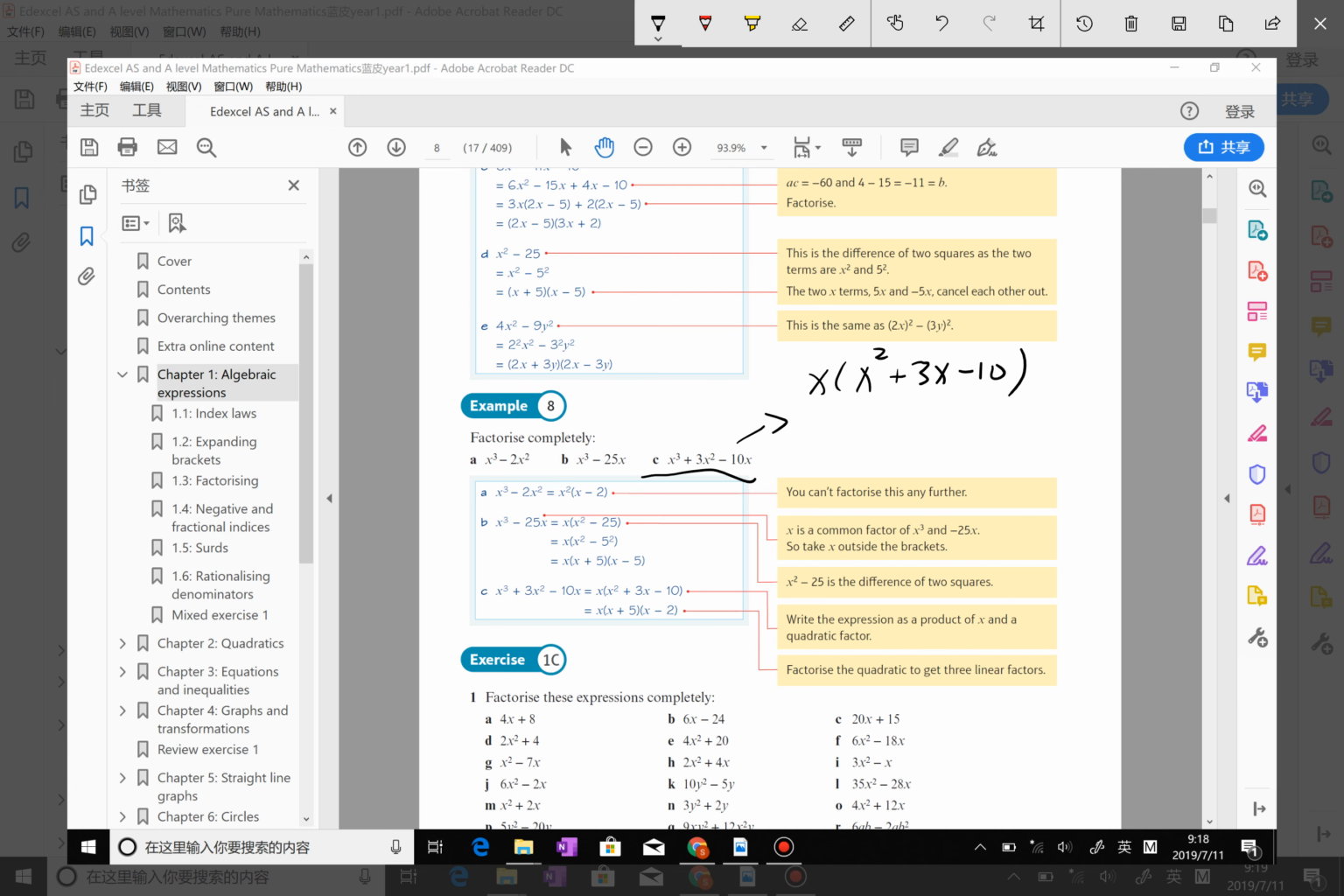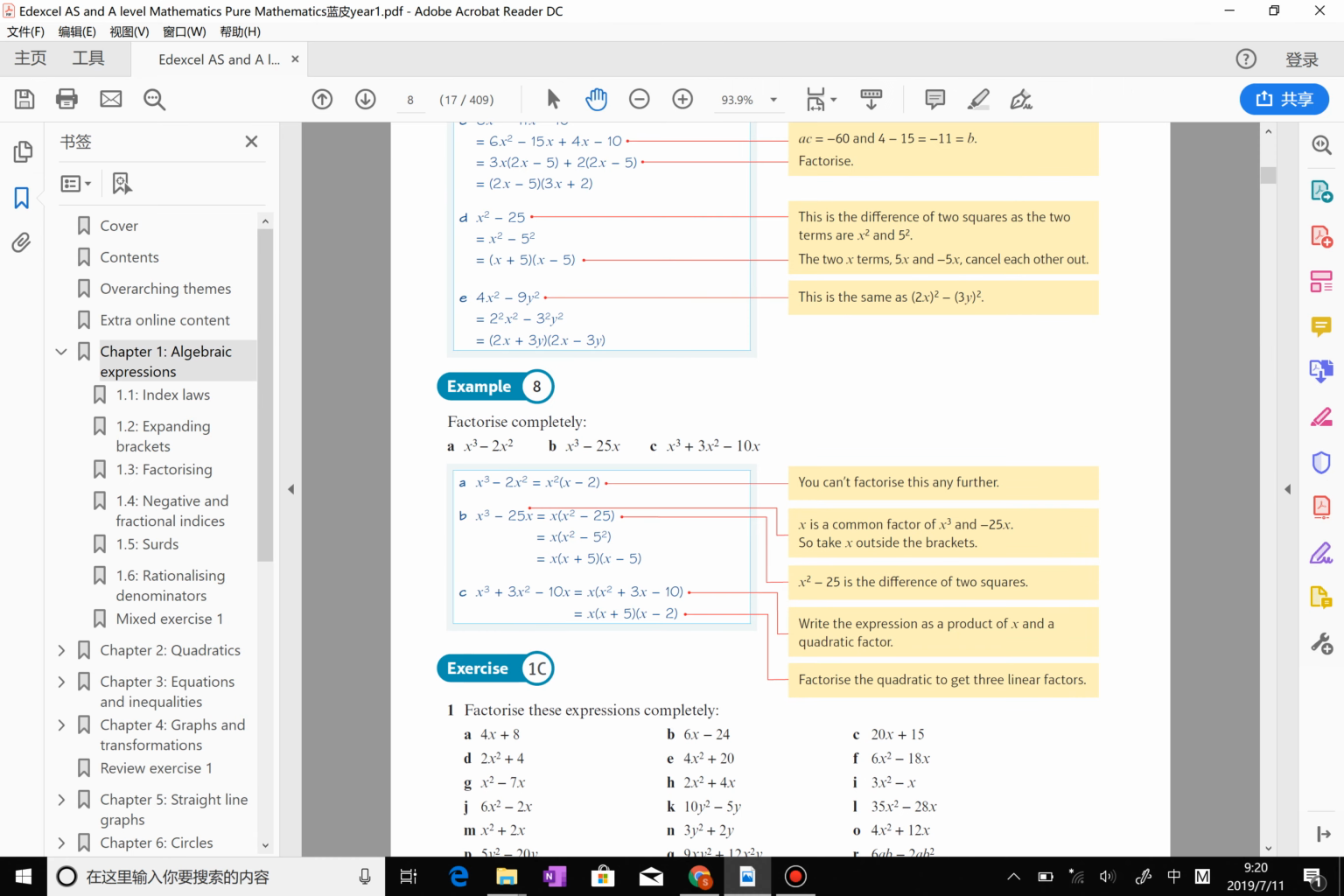Okay, so how to factorize this? We can take the coefficient before x squared, which is 1, 1. So negative 10, we could split into two parts, 5 and negative 2. And 1 times negative 2 plus 1 times 5 equals 3, which is exactly the coefficient before x. So we can factorize it as x plus 5 times x minus 2. So this is factorizing completely.